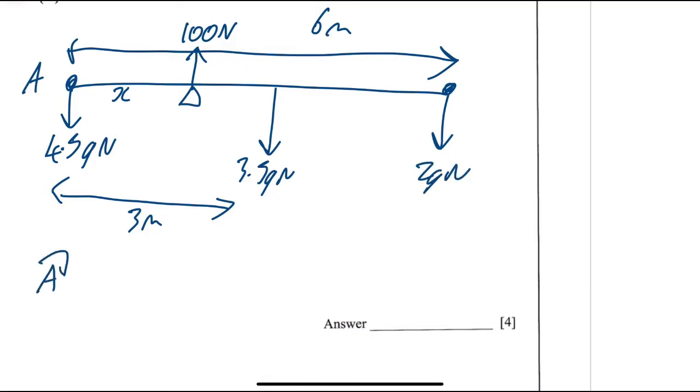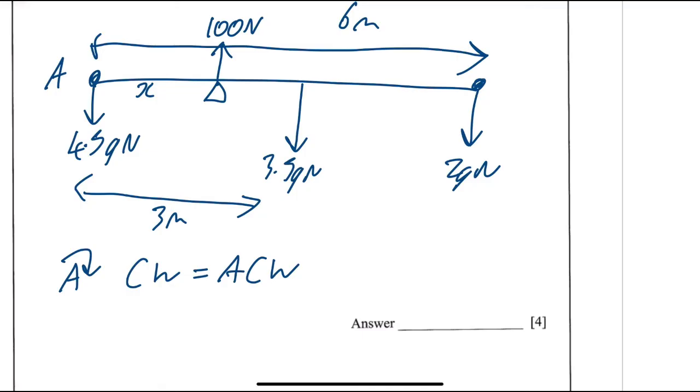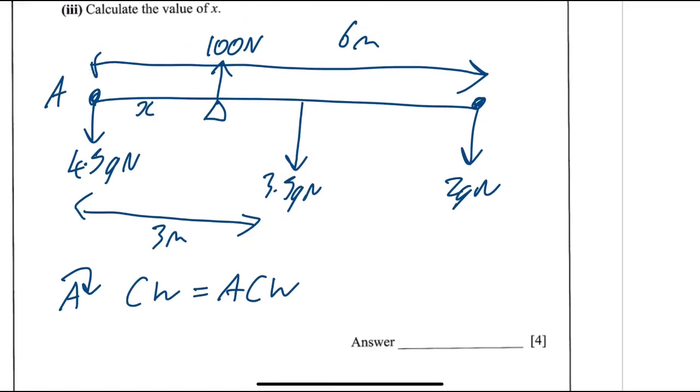Okay, so we're going to take moments about A, and we're going to do clockwise equals anti-clockwise. This is something people really struggle with. The moment is a force times a perpendicular distance. From A, clockwise, this force here would be going clockwise, and this force here would also be going clockwise. So I'll put those in first. The first one was 3.5 g, and it was 3 meters away. And then the other one was 2 g, and it was 6 meters away.